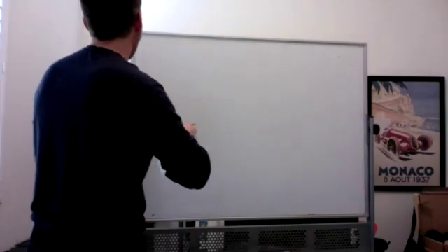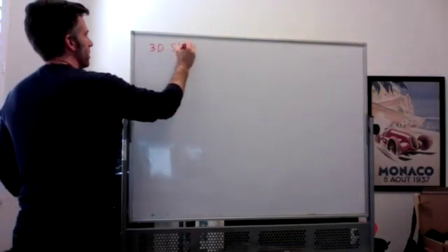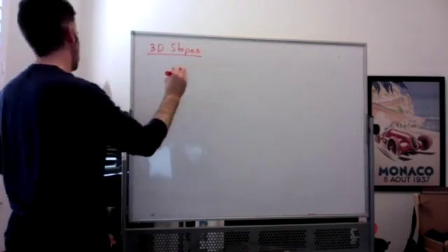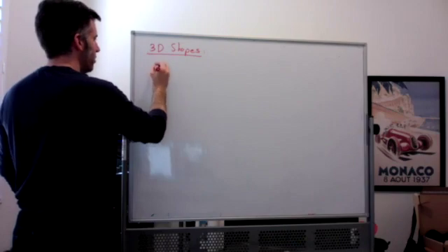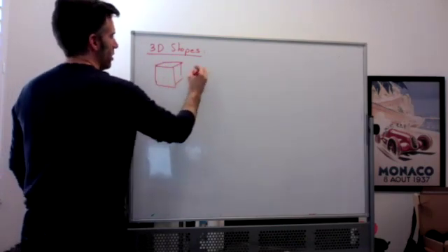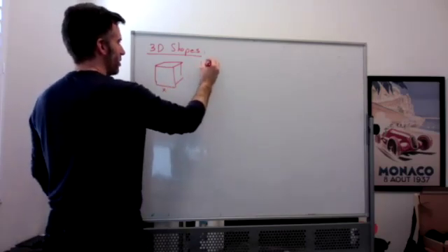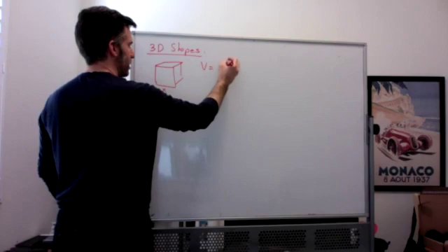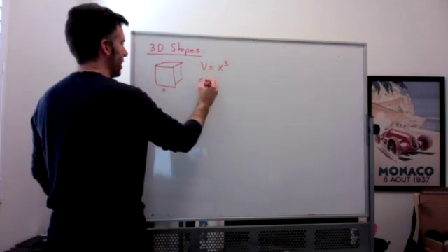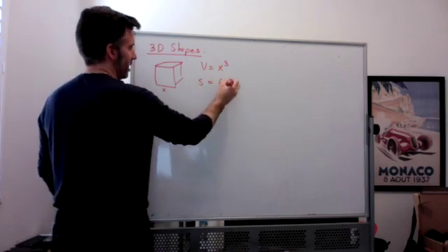Okay, so 3D shapes. There's like I think 3 or 4 I can think of. So, cube. If the side length is x, the volume is x cubed. And the surface area, which I often write as SA, but most people just write as S, is 6 times x squared.